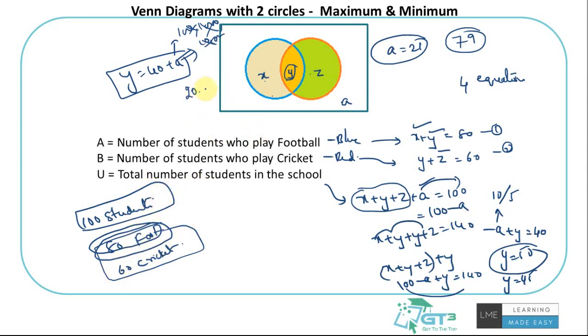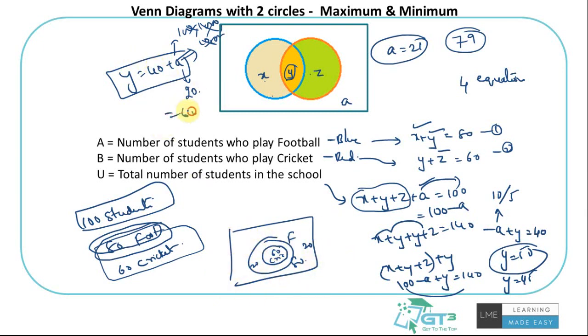So how would this picture look like? I'm saying A can be maximum 20. The picture would look like this. There are 80 people who are playing football, and within 80 there will be 60 people who are playing cricket. That means there will be 20 who are playing only football, and there are 60 who are playing both cricket and football, and the remaining 20 will be playing none. So that is why this is the maximum case. So 40 plus 20 is 60, right? Y is 60. That's what I said. 60 people are playing both.